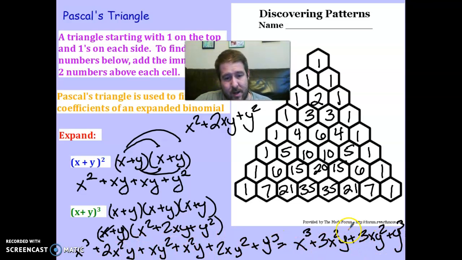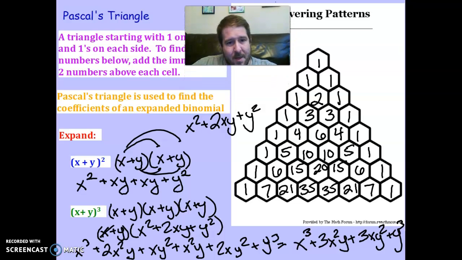This is the answer. Now, why did I go through all of this? Because that was a lot of work. I want you to see that there's actually an easier way of doing this. If you look at Pascal's triangle, you'll notice that the coefficient here is 1, since there is no coefficient. And then the coefficient over here for the y squared is also 1. 1, 2, 1 happens to be the numbers in that second row.